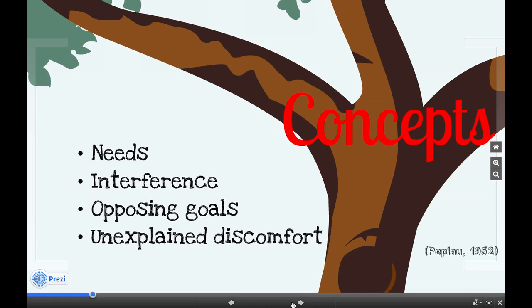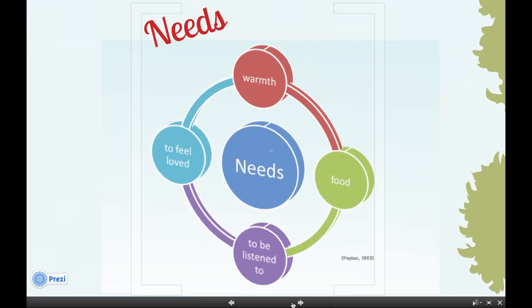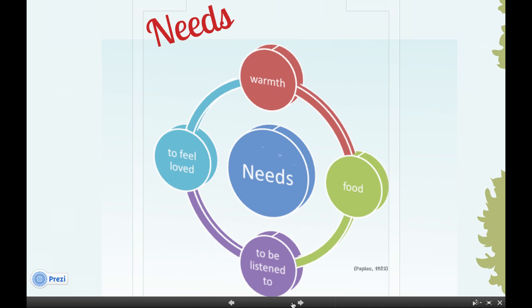The concepts we'll focus on today are needs, interference, opposing goals, and unexplained discomfort. Needs. Everyone has them. They're either instinctual or acquired, like the need for warmth, the need to be listened to, the need to eat, the need to feel loved.